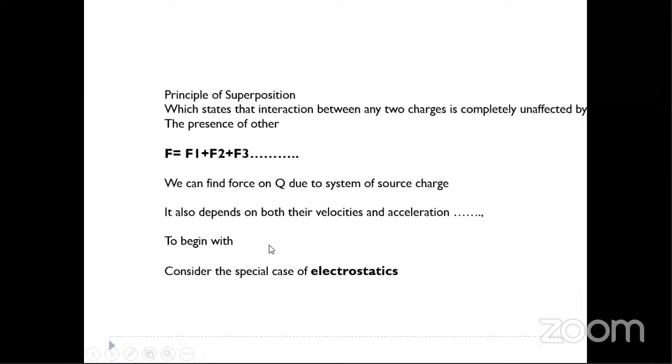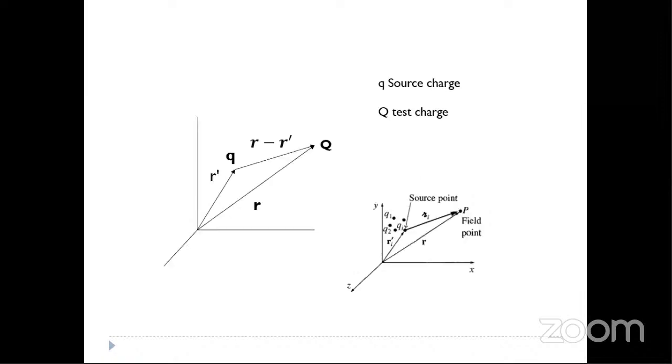And therefore, the first step to start with the study of electrodynamics is to consider that source charges are stationary and finally test charges are stationary, and therefore we are in the regime of electrostatics, and therefore the word static is important, which indicates that we are dealing with stationary charges.